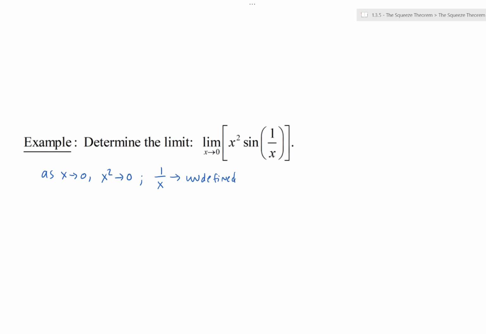And so we say, well, we think maybe this limit exists, without looking at the graph, of course, to help us. But how are we going to do it? How are we going to show this? And that's why the Squeeze Theorem comes into play here.